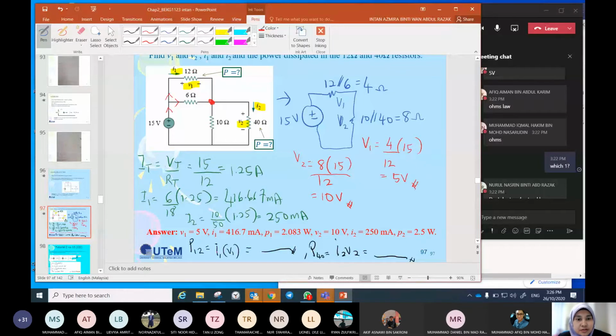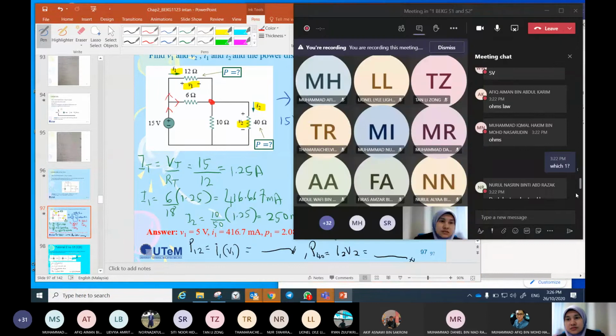So I must be the current flowing through this resistor, and V must be the voltage drop across 12. And then we get the answer. Same goes for 40. Power of 40 is equal to the current flowing through 40 multiplied by the voltage drop across 40, so it is I2 multiplied by V2. Now please calculate. Did you get the same answer as this? 2.083 and 2.5.